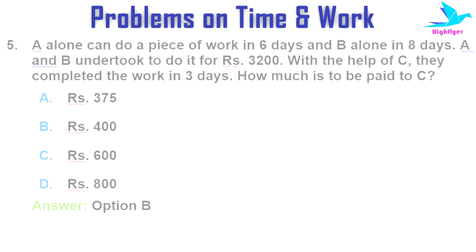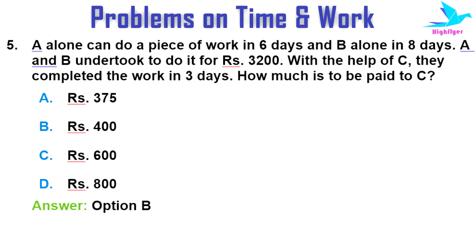Next question. A alone can do a piece of work in 6 days and B alone in 8 days. A and B undertook to do it for rupees 3200. With the help of C, they completed the work in 3 days. How much is to be paid to C? The options are 375, 400, 600 or 800 rupees. The right option is option B, 400 rupees.